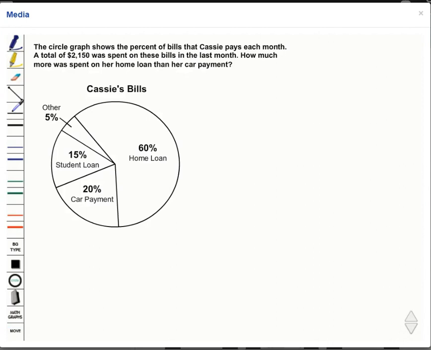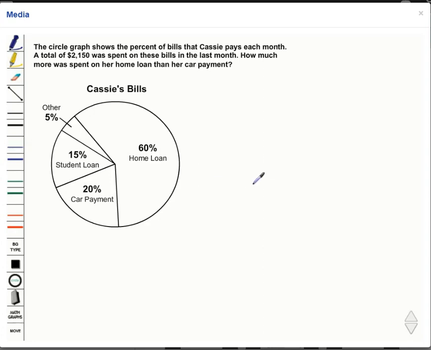The circle graph shows the percent of bills that Cassie pays each month. A total of $2,150 was spent on these bills in the last month. How much more was spent on her home loan than her car payment?